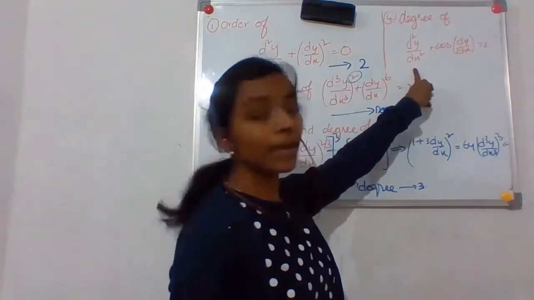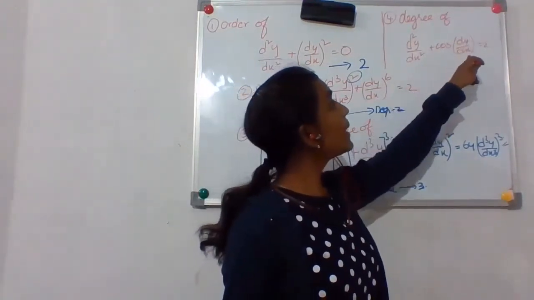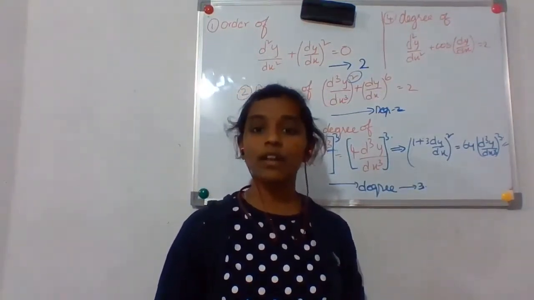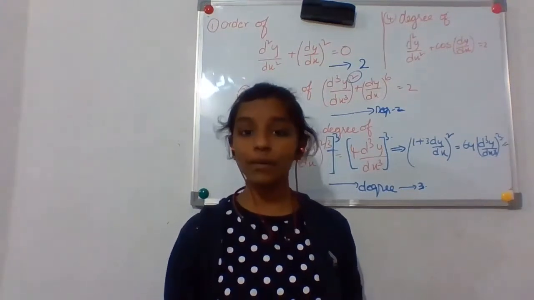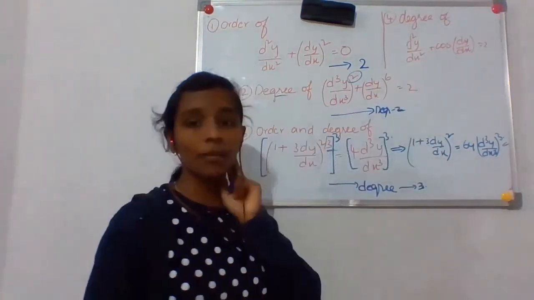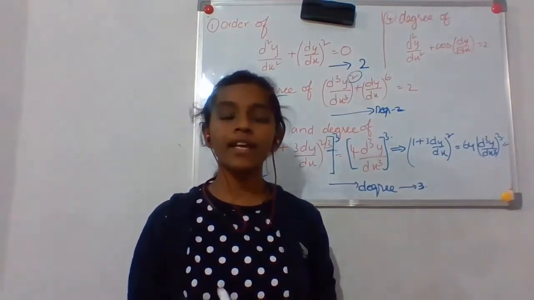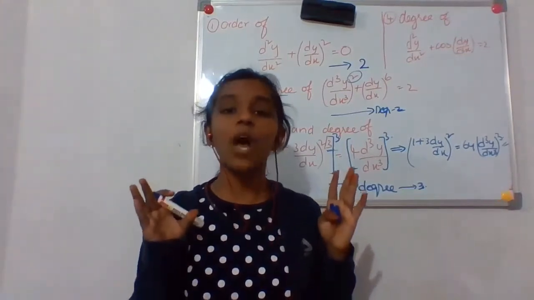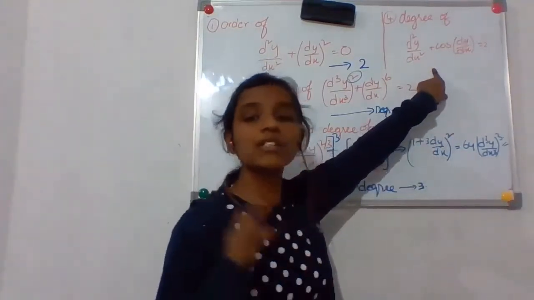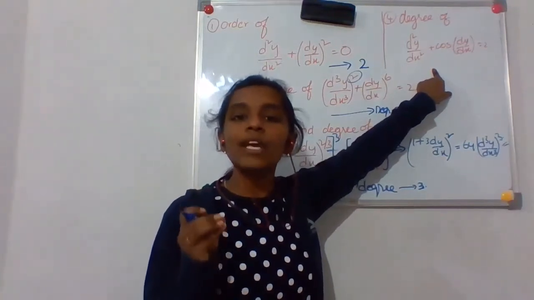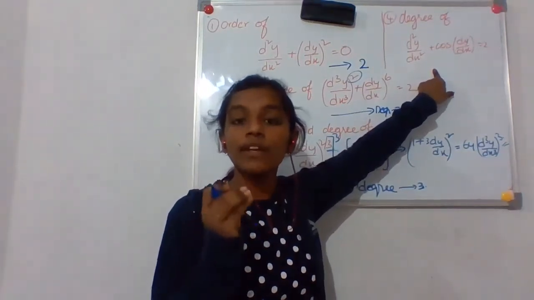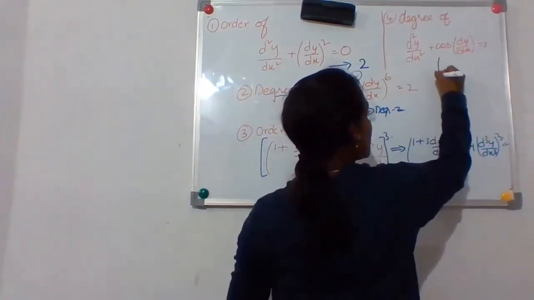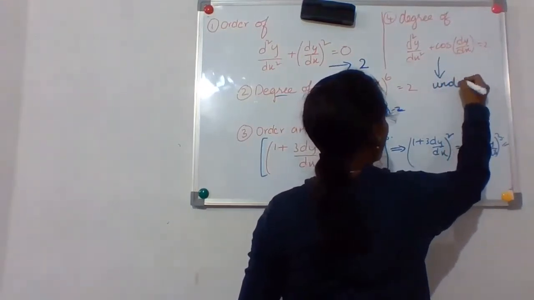Degree of d square y by dx square plus cos of dy by dx is equal to 2. So can you find the degree of this differential equation? Absolutely no. Why? Because this is not in its polynomial form. In a polynomial, you cannot write cos dy by dx or sin dy by dx or log dy by dx. These all cannot exist in a polynomial form. So this differential equation is not in its polynomial form. We can write the degree of a differential equation only when it is in its polynomial form. Because this is not in polynomial form, the degree of this differential equation is undefined.